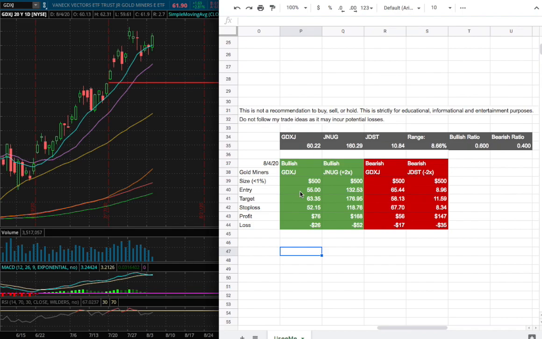So as for my long position, my portfolio size for that entry will be less than 1% of my portfolio, and my entry for my long position is $55, and that is around the range where we made a gap up between July 17th to July 20th. So that's my long entry right here, and my sell target is $63.35, and my stop loss is $52.15.